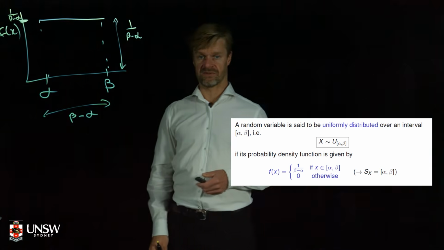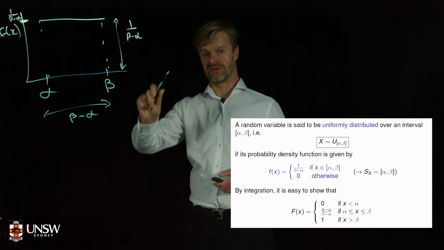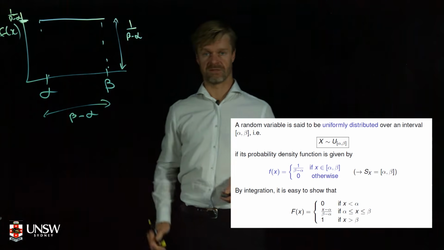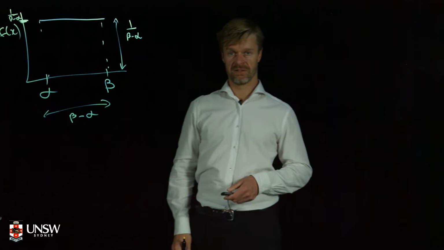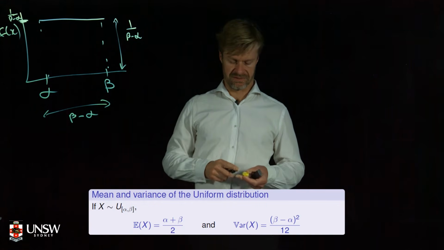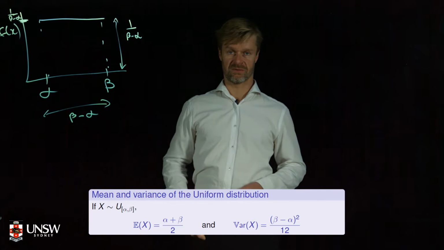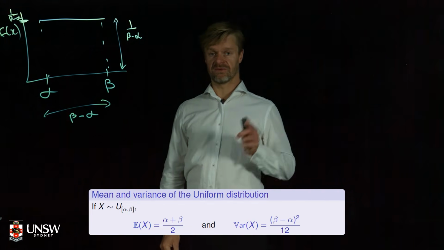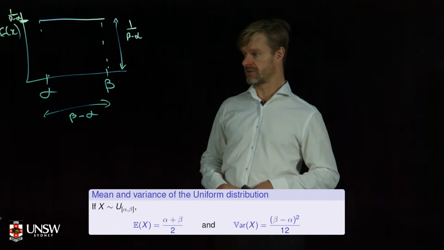It's easy to derive the CDF. It's going to be a straight line function increasing from 0 to 1 with constant gradient between alpha and beta. If you want to know the mean and variance of the distribution, well, it's just integrating x and integrating x squared. It's no big deal to derive these results. The mean ends up being alpha plus beta on 2.